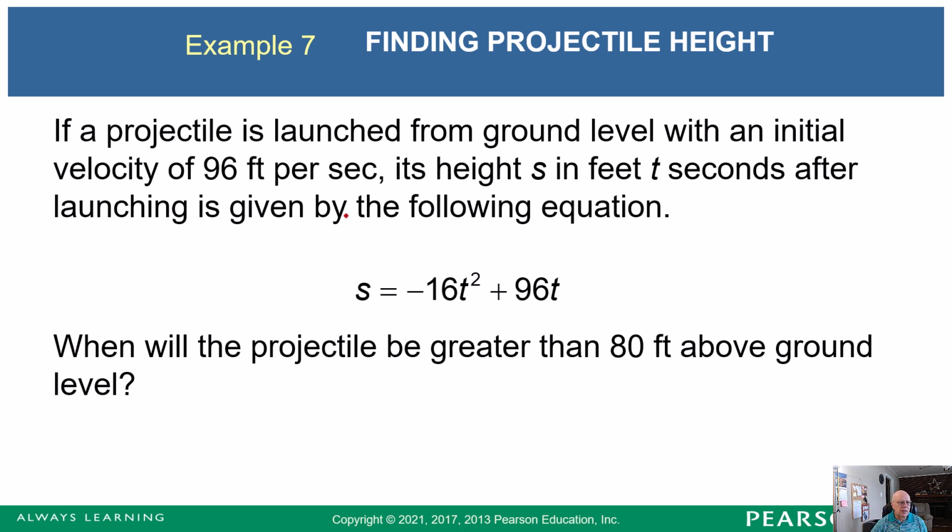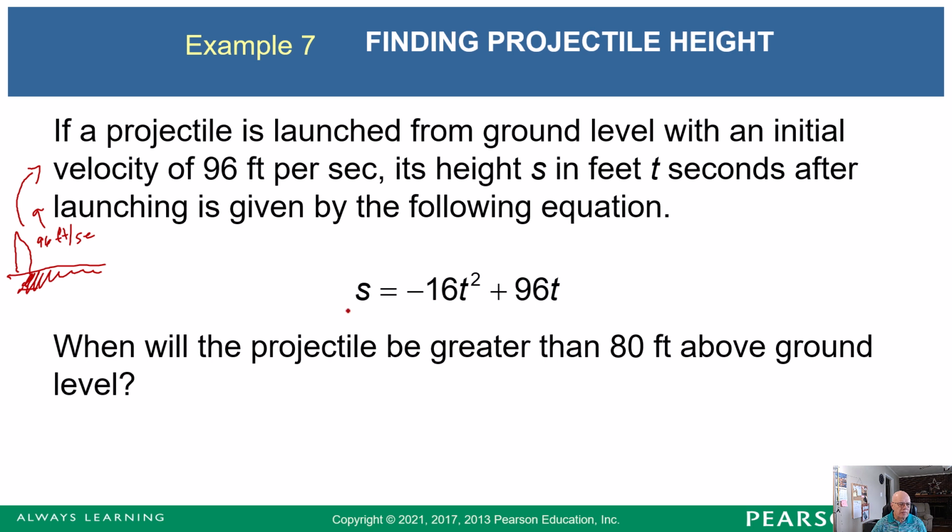Okay, let's take a look at a different one. We're talking a little bit about physics, but don't worry about that. So you've launched something. Let's say you've launched a small toy rocket. Sorry, I'm not an artist. So it's going to go up in the air from ground level. Here's the ground. And it starts off at 96 feet per second in the air.